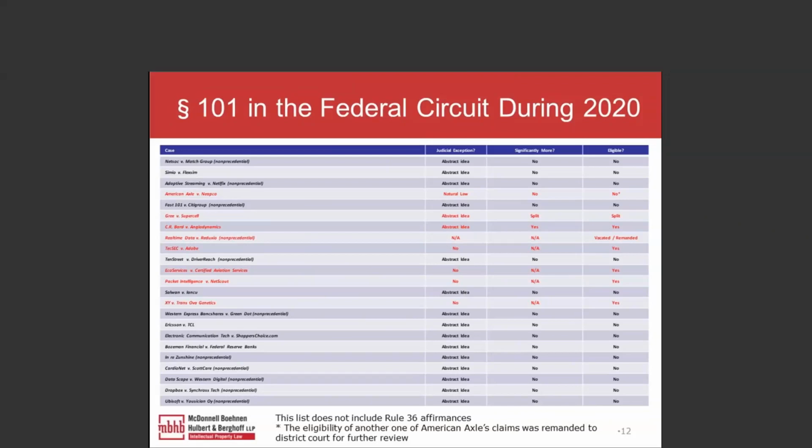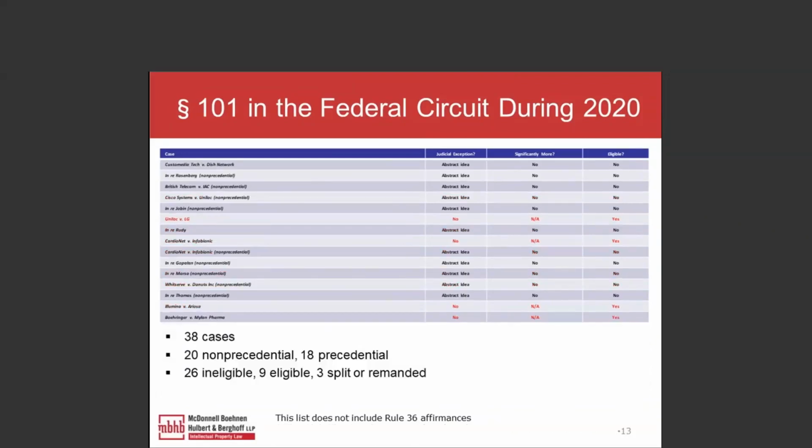And anything in red is a case where at least one claim was found to be eligible, or the case was remanded back down to district court for proceedings. In every other case that's marked in black, the claims are found to be not eligible. So like I said, this goes on for a while. In terms of numbers, this was a very, very busy year for 101 in the Federal Circuit. There were a total of 38 cases, and I believe this to be the highest number of cases we've ever seen post-Alice on 101 in that court.